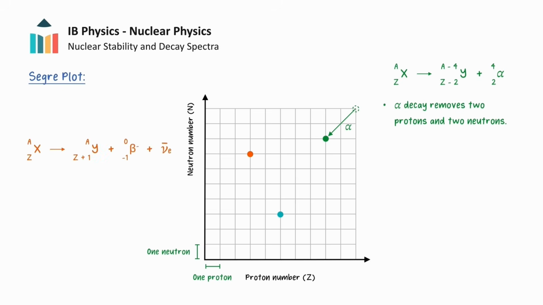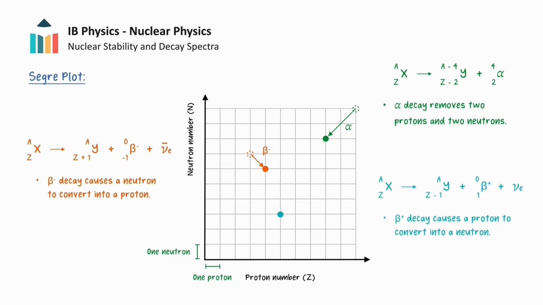When beta-negative decay occurs, a neutron converts into a proton, and an electron is emitted along with an antineutrino. This reduces the neutron number by 1 and increases the proton number by 1. So on our plot, this decay results in the nuclide moving diagonally downwards 1 square right and 1 square down. Conversely, in beta-positive decay, a proton converts into a neutron, emitting a positron along with a neutrino. This increases the neutron number by 1 and decreases the proton number by 1. Therefore, this decay causes the nuclide to move diagonally upwards 1 square left and 1 square up.